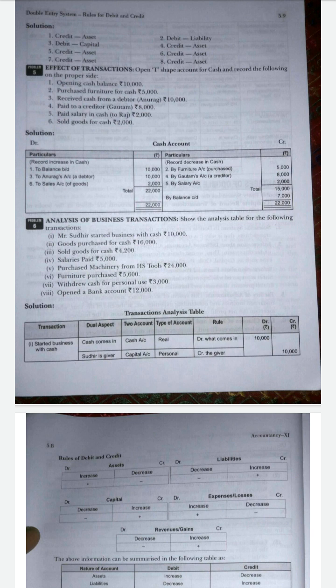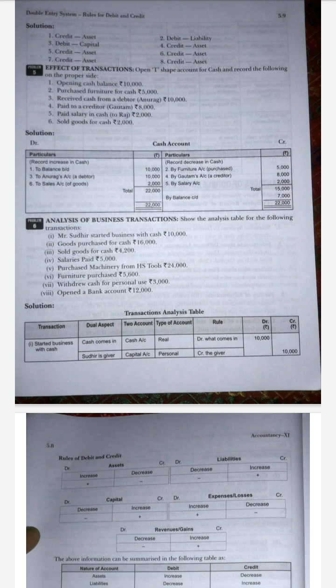Mr. Sudhir started business with cash 10,000. Okay. So put the columns: transaction, dual aspect, two accounts, type of account, rule, debit, credit. This is the transaction analysis table. The first one is started business with cash. So dual aspect means cash is coming in and Sudhir is the giver. Understood? So what are the two accounts? Cash is one account and Sudhir is another account. Sudhir is investing the amount, and it is called capital.